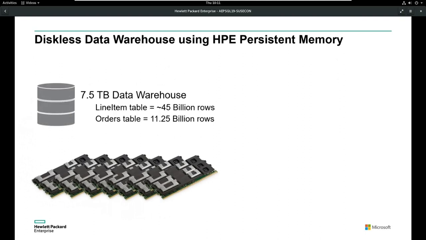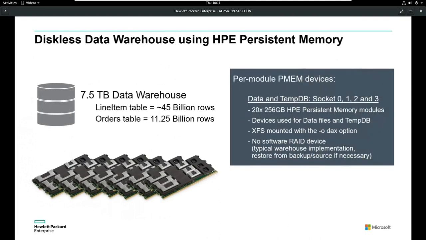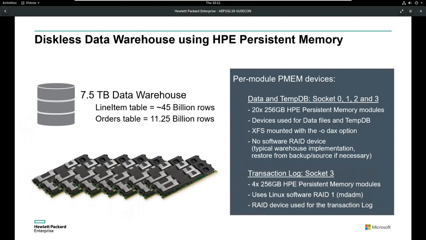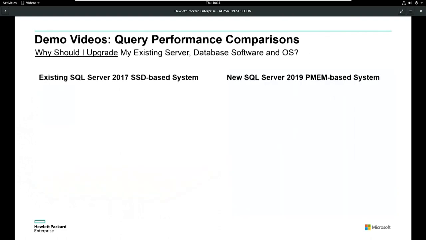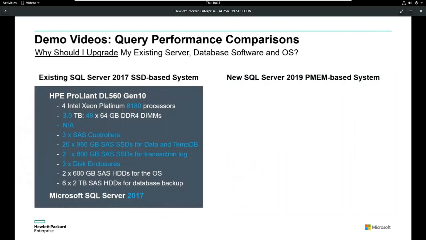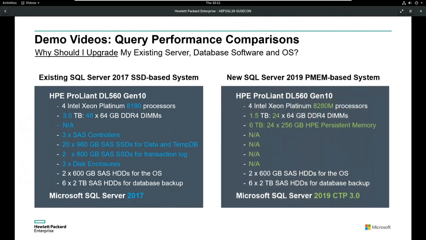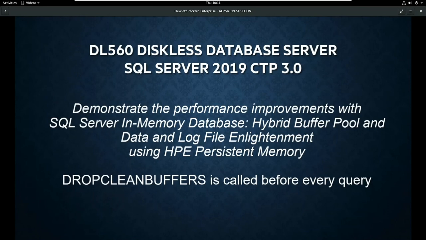All right, so this is a description of the data warehouse. There are three different kinds of runs that I'll show here so you can see the data: the 2017 SSD-based system and the 2019 PMem-based system, so you can see no disks. And again, it's 2019 pre-production bits. This is a case where we're running the queries with drop clean buffers. That means we're making it cold every single time we go through, so this is a cold query throughout.